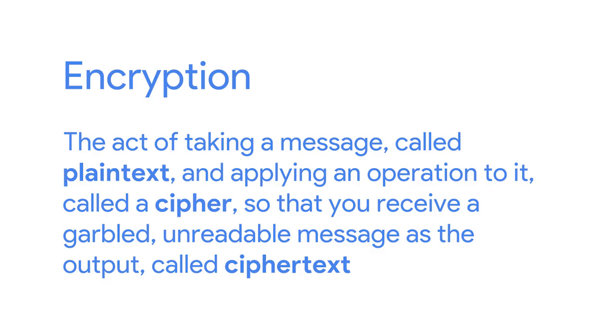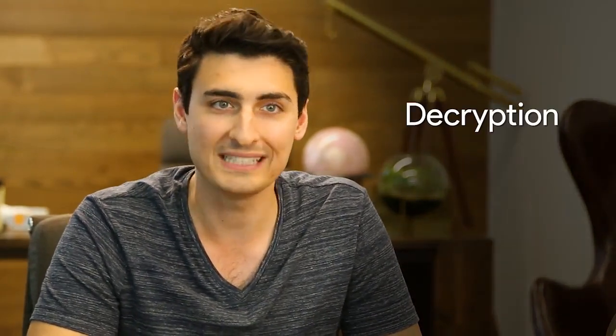The topic of cryptography, or hiding messages from potential enemies, has been around for thousands of years. It's evolved tremendously with the advent of modern technology, computers, and telecommunications. Encryption is the act of taking a message, called plaintext, and applying an operation to it, called a cipher, so that you receive a garbled, unreadable message as the output, called ciphertext. The reverse process, taking the garbled output and transforming it back into the readable plaintext, is called decryption.